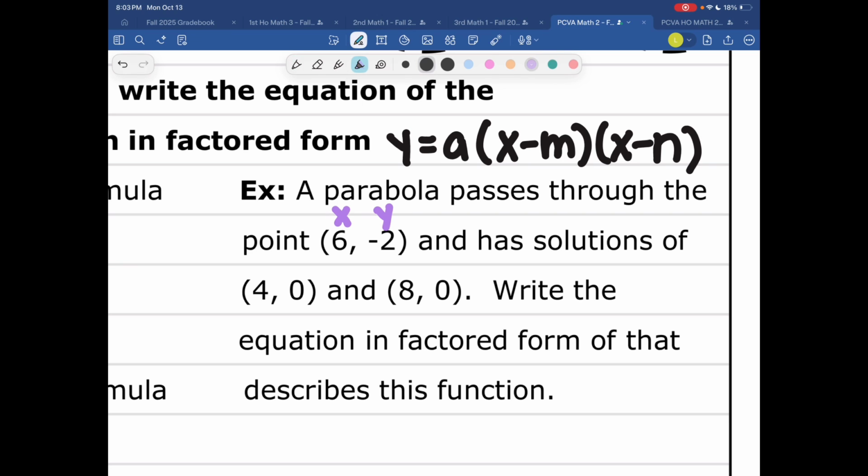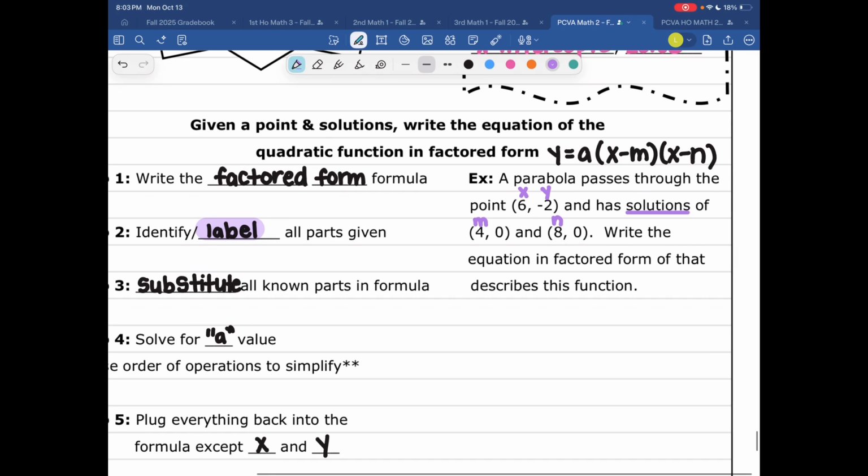It also tells me that my solutions are (4, 0) and (8, 0). So my solutions mean that these are my m and my n because of the fact that it says solutions. Those are my x-intercepts. Now, we're going to take that information and substitute that into the problem. So if we substitute that into the problem, we're going to have all of those pieces together.